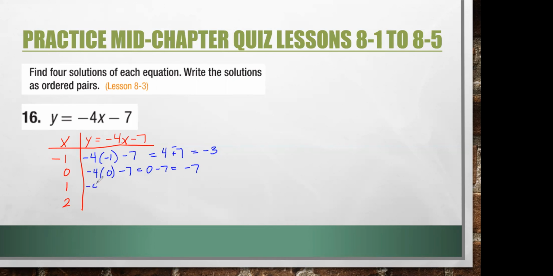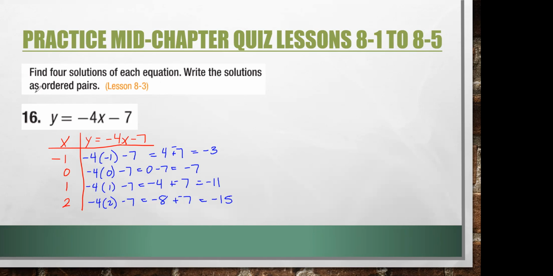I put in 1 for x, and I get -4 times 1. Well, that's -4 minus 7. I add the opposite. -4 plus -7 is -11. And then when I put in 2 for x, -4 times 2 minus 7, -4 times 2 is -8 minus 7, I add the opposite. So now I've got -8 plus -7 is -15, okay?